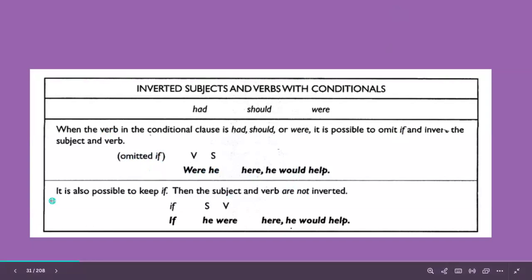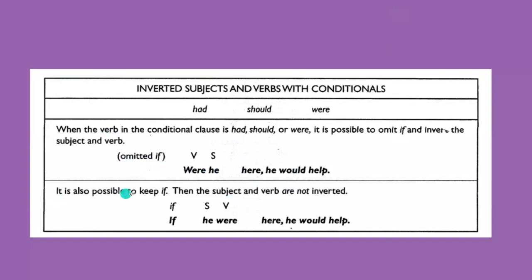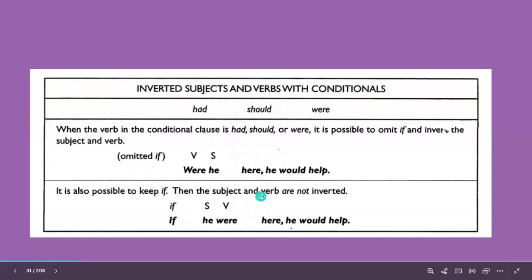It is also possible to keep if. In that case, the subject and verb are not inverted. "If he were here, he would help." So invert if there is no connector if. Don't invert if you see the word if.